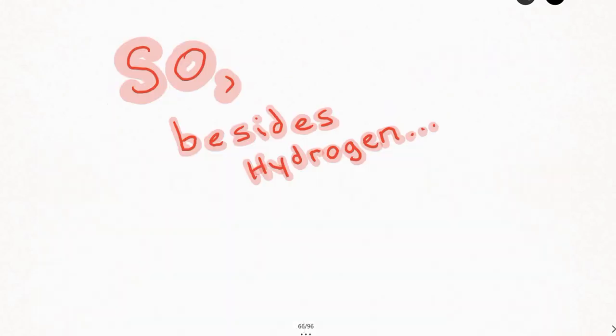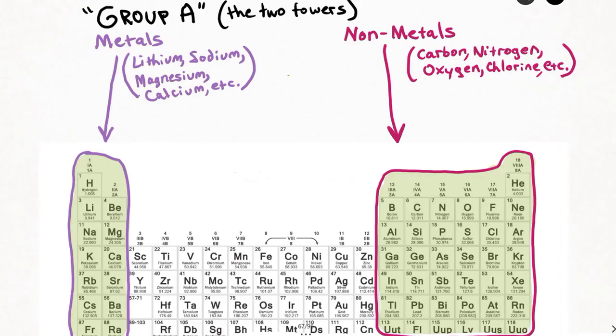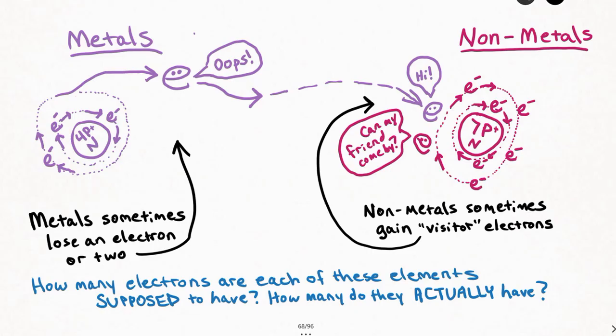So besides hydrogen, all the rest of them behave like they should. They behave right. So we have the metals over here and the non-metals over here. And we're just going to not worry about the bridge anymore. We're just going to be talking about group A for right now, because that's most important for you to learn. So we have metals, non-metals. What does that mean? How is that going to affect these elements if they're metals or non-metals?